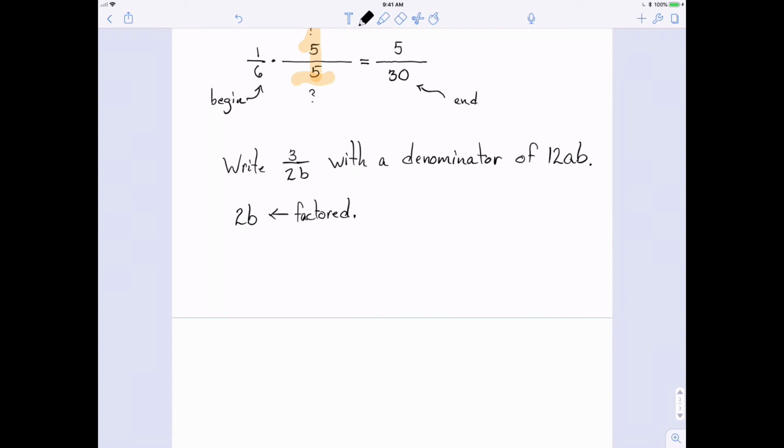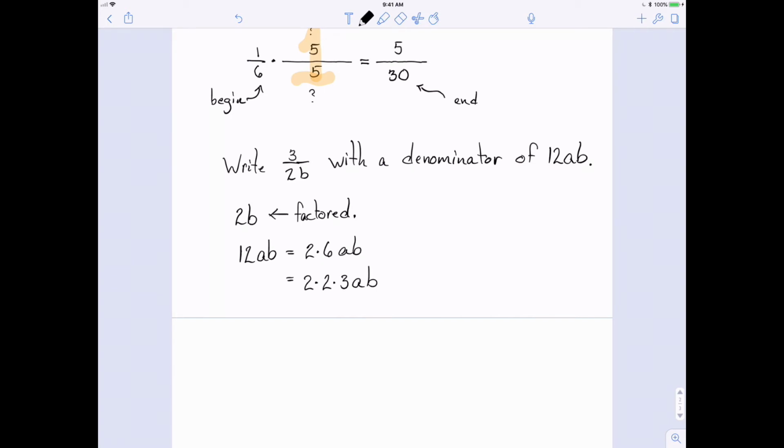Now, let's take a look at 12ab. I have a feeling that might turn into a bit more. Well, let's see. 12 has a 2 in it. That's 2 times 6, and I still have the ab. And I could break it up again. That's 2 times 6 is 2 times 3, and an A and a B.